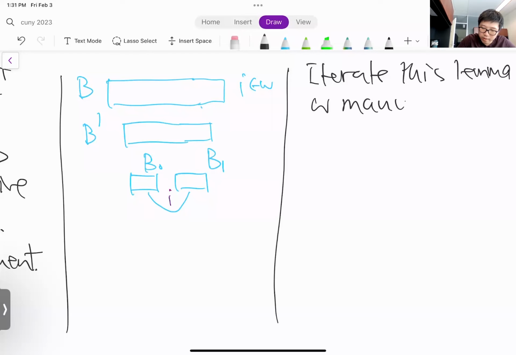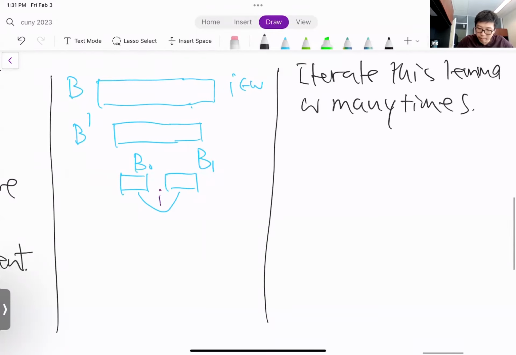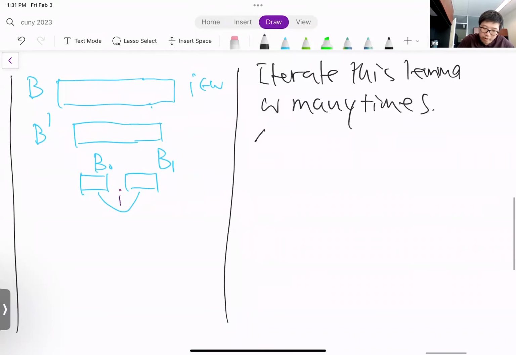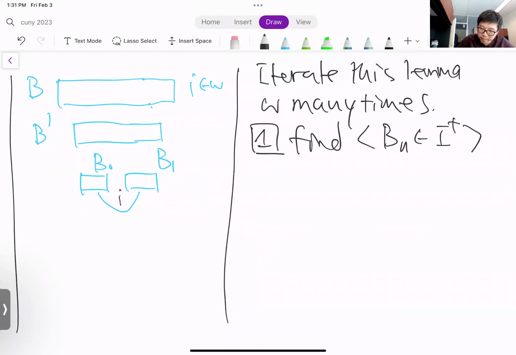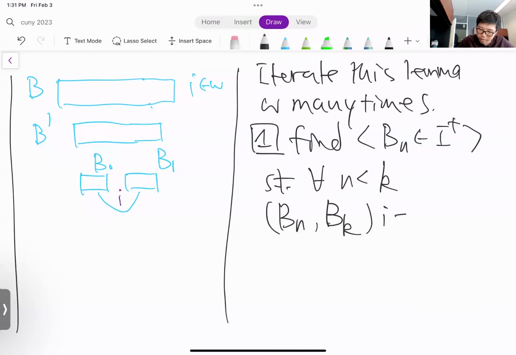Omega many times. You should always think about this picture. So the first step of the construction is to find a sequence of positive sets such that for any n less than k, it is the case that Bn and Bk are I frequent. Okay, so this is the first step.